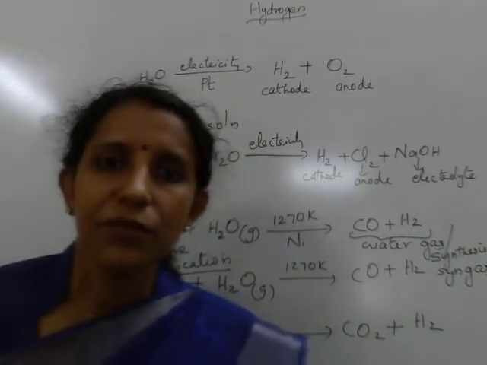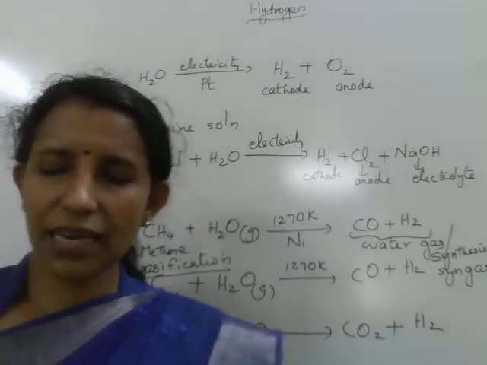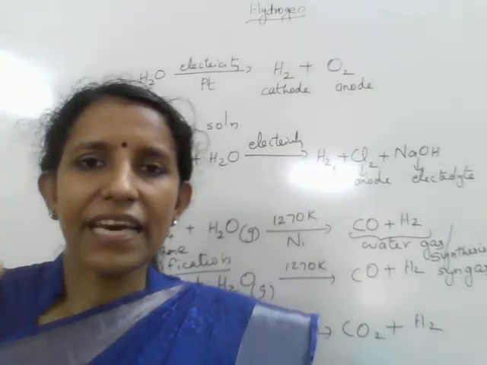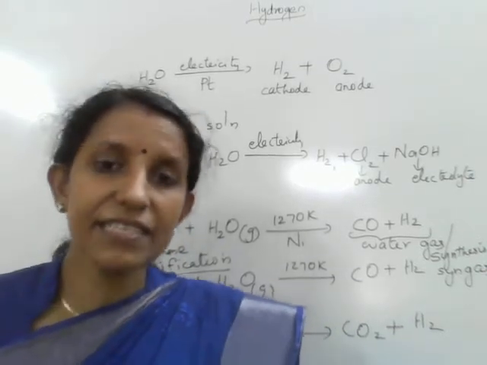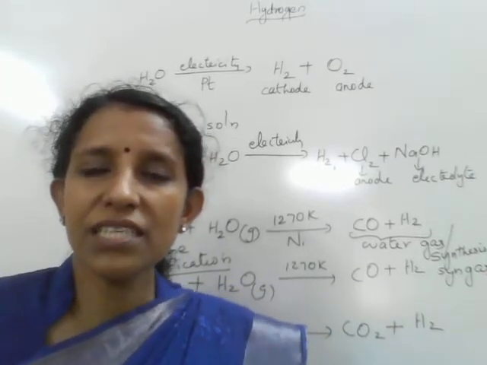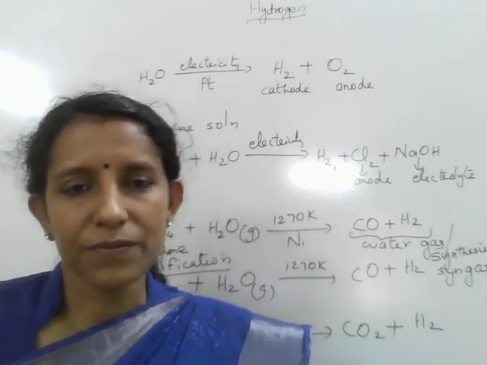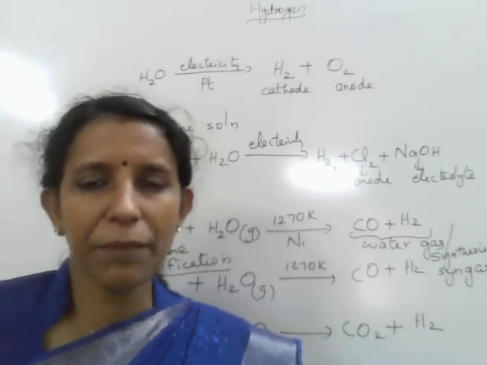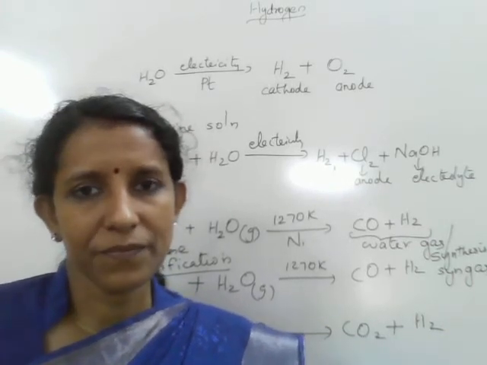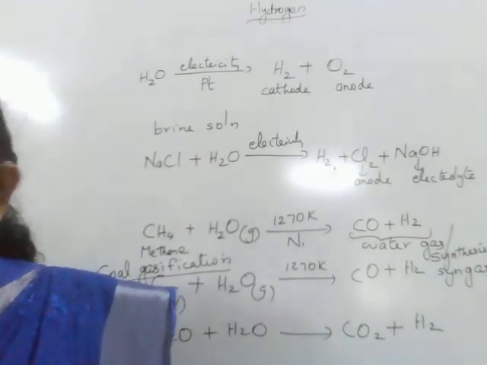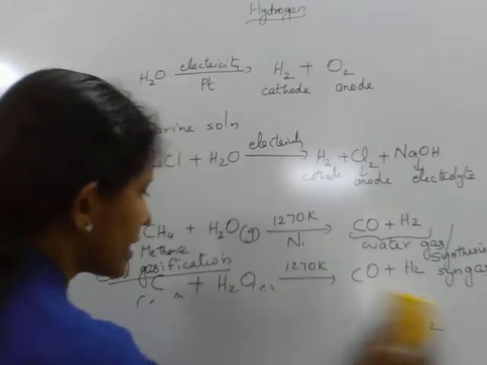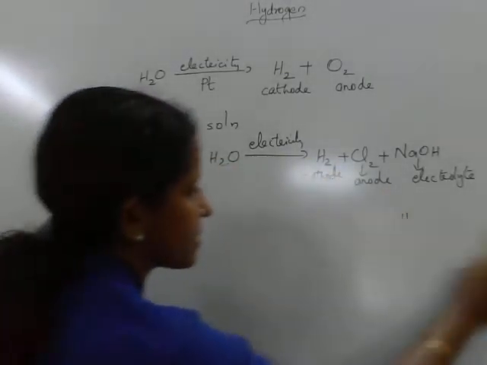Physical properties means the color, odor, etc. Dihydrogen, we know, is a colorless, odorless, tasteless gas. It is a combustible gas. It burns with a pop sound. It burns with a pale blue flame. And it is a very light gas. Now we move to the chemical properties of dihydrogen.